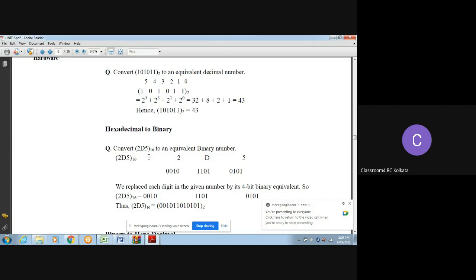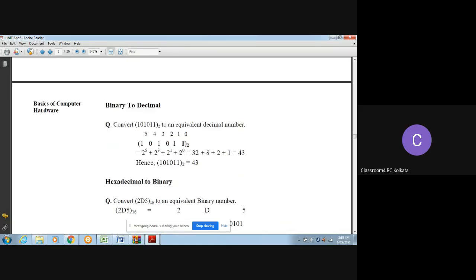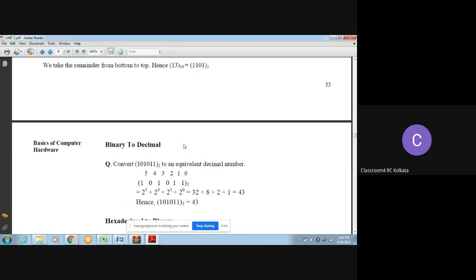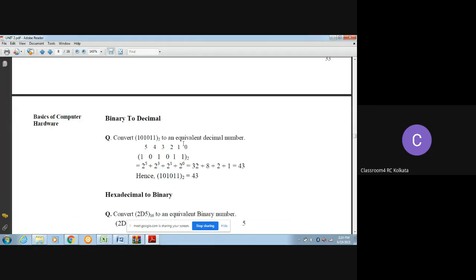Okay? So what is D? 13, ma'am. Yes, 13. Then what is the binary representation of D? 1101. Write down. First a 2, then under the D, 1101, and then your number is 5.